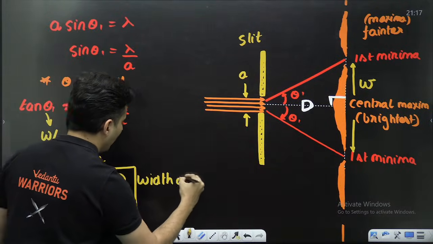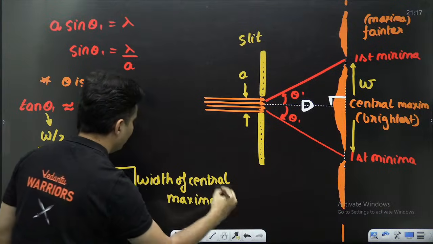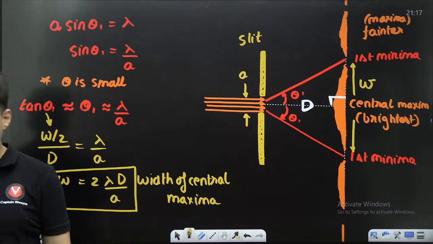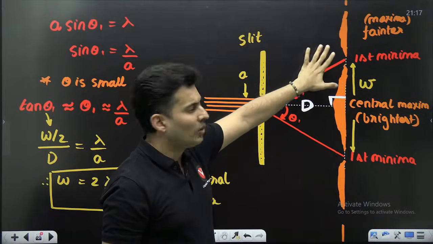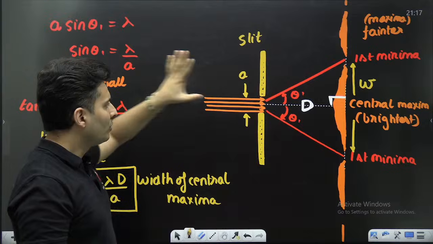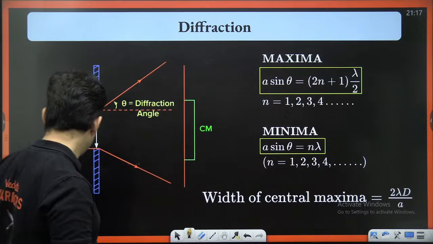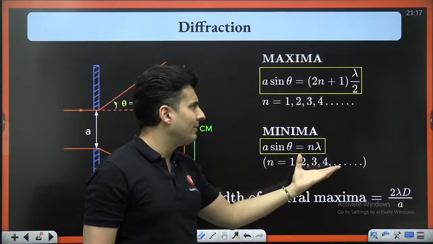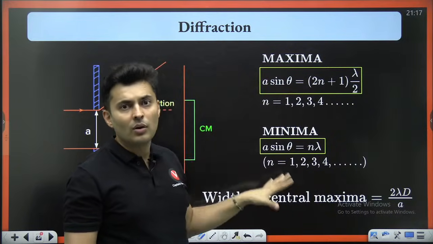Keep that in mind, the width of the central maxima. Is that clear, my dear warriors? So you will get a diffraction pattern where the first minima is what is most important, because the other minimas and maximas are hardly seen by you. So mainly concentrate on the first minima. Later minimas, even if I write A sine theta is n lambda, are not so relevant, nor are the maximas, because they are not so prominent. But still, if you want, I have given you the formula for that.